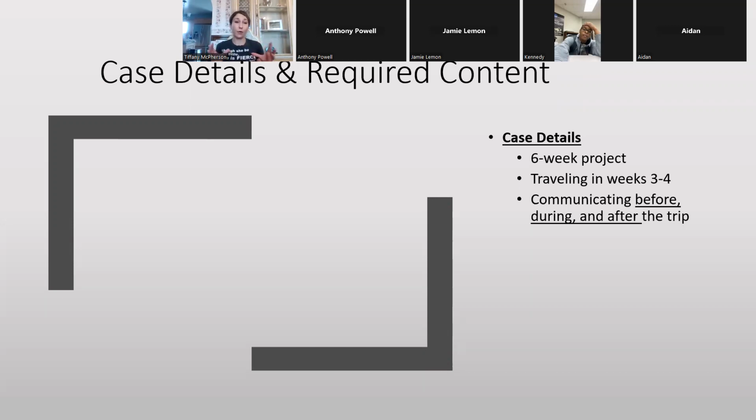And then in weeks 3 and 4, they'll actually go ahead and embark on the journey to the other country. And they need to know how to interact with their counterparts in that country while they're there. So we're talking about phone communication, email communication, as well as in-person communication.